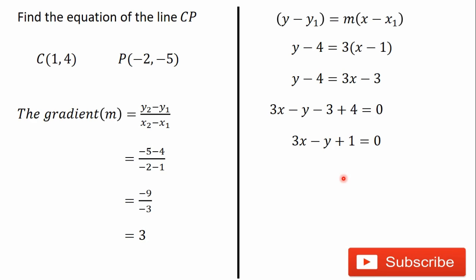So far, we have solved 2 likely examination questions on rigid motion and transformation. In the next video, we are going to solve another likely examination question on rigid motion and transformation.